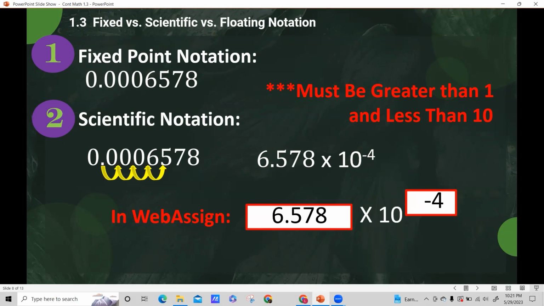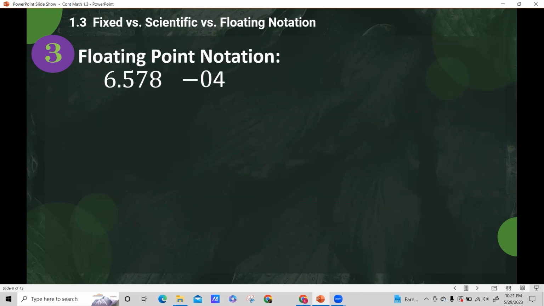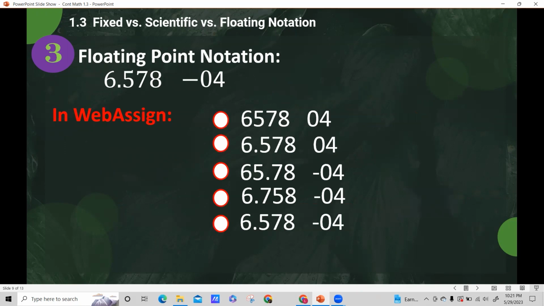Okay, now let's look at floating point notation. Floating point notation does look a little different. And this does look like a subtraction problem because of this minus sign, but this is how floating point notation looks. In WebAssign, you're going to have all of these problems in multiple choice format. So it's going to look something like this. You're going to want to pick the correct answer, which is going to be the last one here, 6.578E-4.